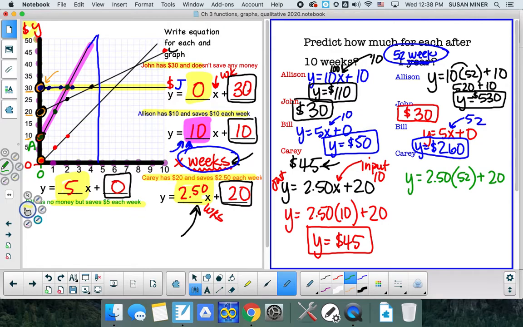And $250 times 52 is... $130 plus 20 more is going to be $150 saved for Carrie. So see how awesome those functions are? When I input, I can use it to make predictions. That's how we do stuff with data in the real world. We come up with these equations, these functions that can help us make those predictions.